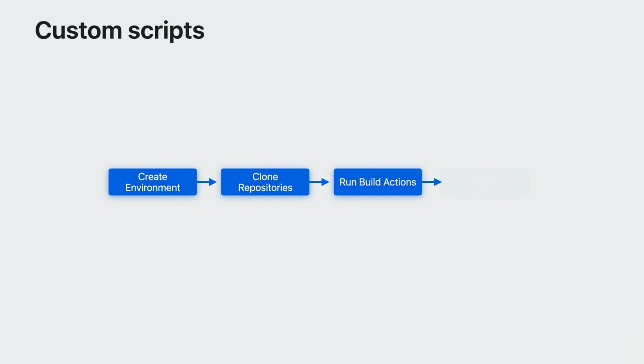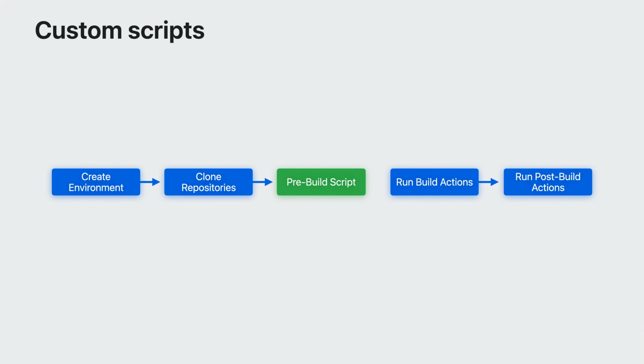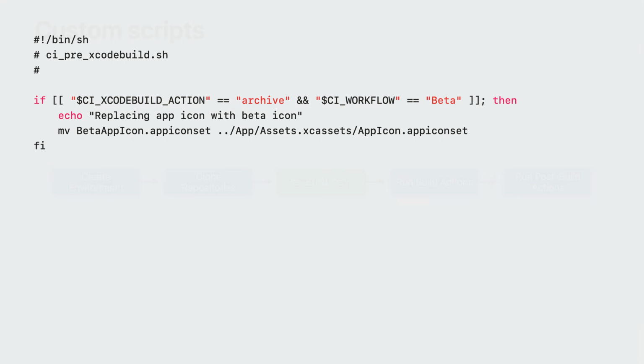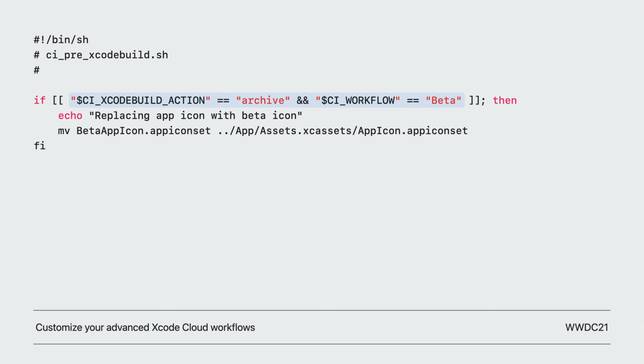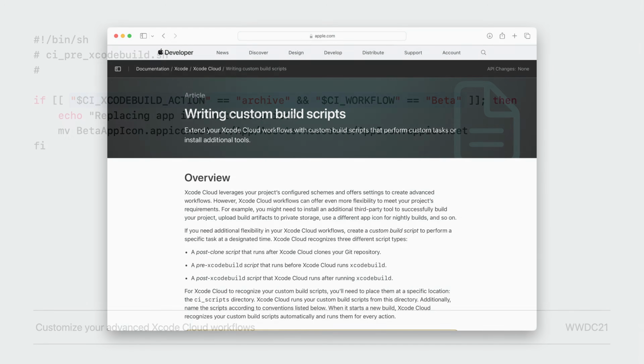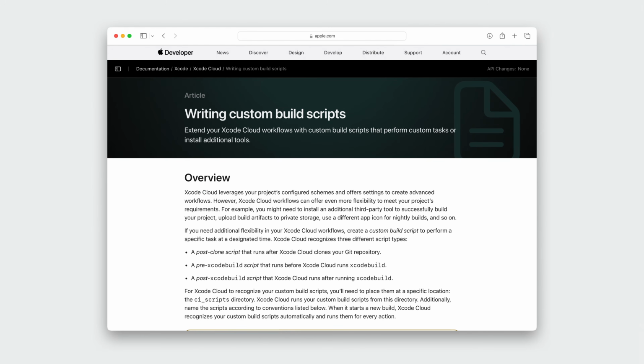Earlier, we saw a custom script that ran after the source code has been cloned. Here, we'll use a pre-built script to change the icon. Using the environment variables available in the script, I'm going to make sure that we only swap the icons in the build phase of our beta workflow. If you want to learn more about how to achieve this, please refer to the session from WWDC23, Customize your advanced Xcode Cloud workflows, where this exact use case is covered in detail. We've only used 2 of the 3 types of custom script available.